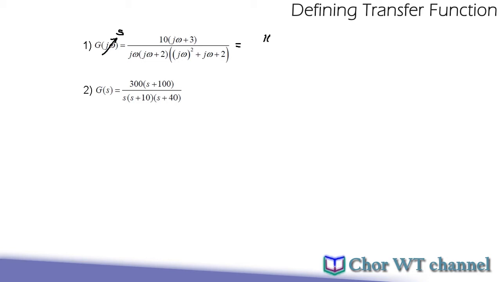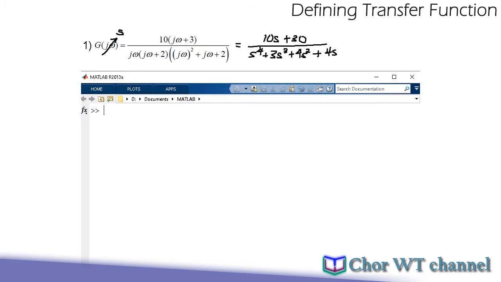And eventually we will have 10s plus 30 divided by s to the power 4 plus 3s cubed plus 4s squared plus 4s. So what we have to do now is enter the coefficients of the numerator and denominator respectively into the transfer function command. So let's do it in Matlab.